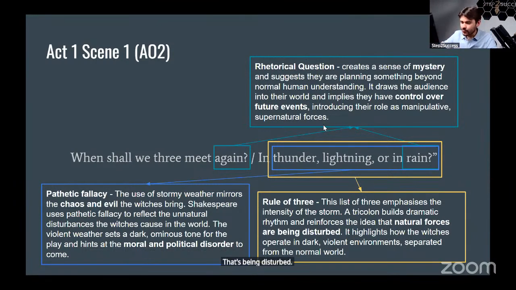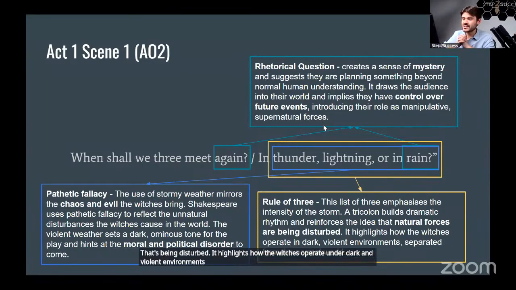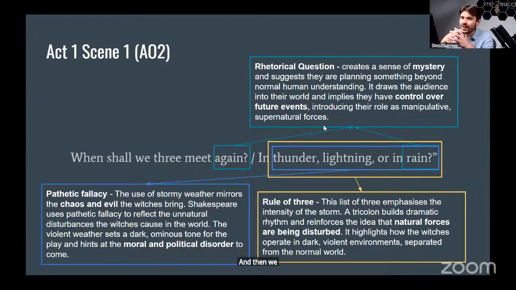It highlights how the witches operate under dark and violent environments, suggesting that they are away from the normal divine order of the world. And then we get this question as well: "when shall we three meet again?" So it creates a sense of mystery early doors for the characters of the play. Okay.